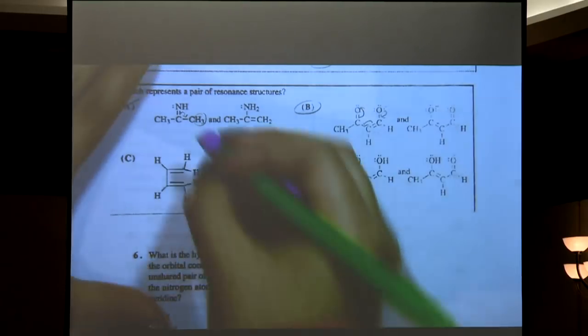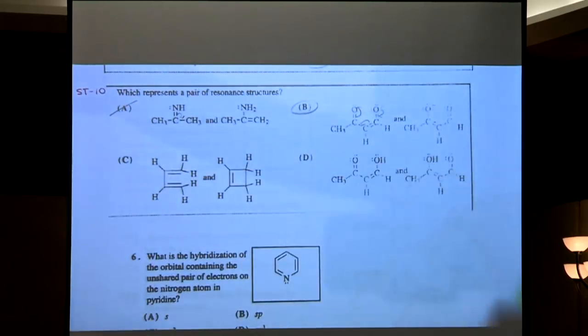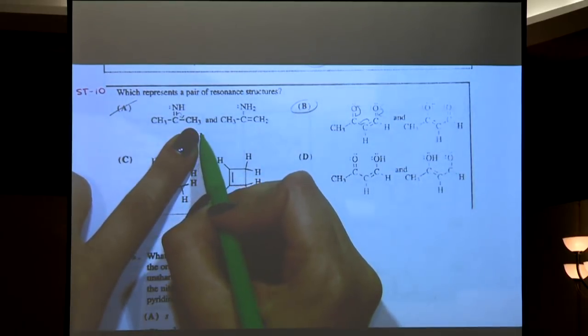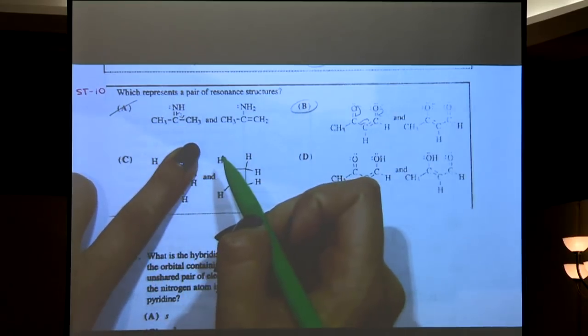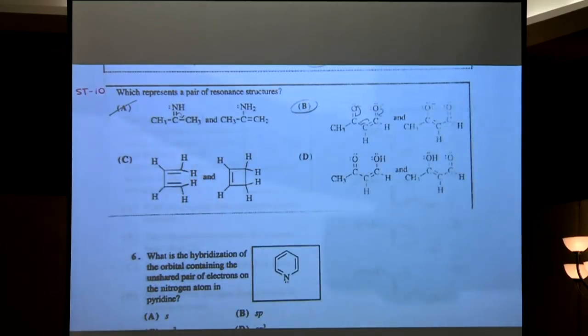Right, so I'm just going to erase this. Since they're giving you CH3 initially, you couldn't move this pi bond over here because then it will have CH3 plus a double bond. Yep. Any other questions? Cool.